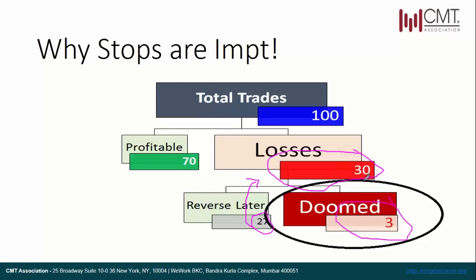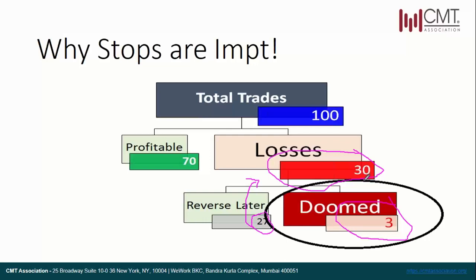So it is true that in 27 out of 30 trades, you might have recovered your losses even if you had not kept your stop losses. But the rest of the 3 trades are like atom bombs. They can completely destroy your portfolio, and you don't need 3 atom bombs. You need only 1 atom bomb to destroy your portfolio.